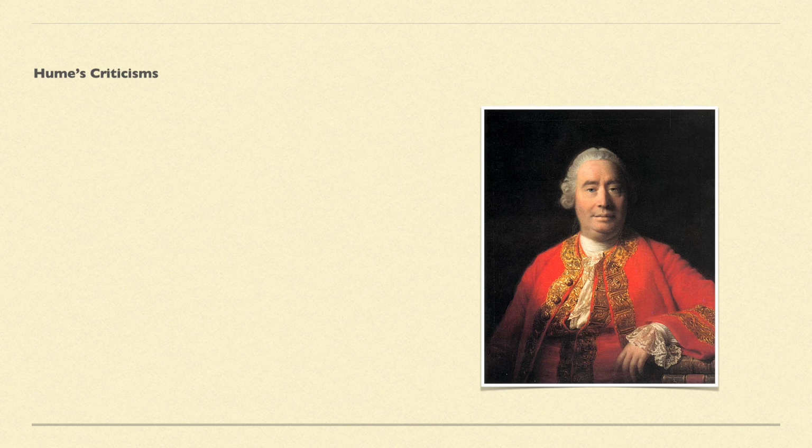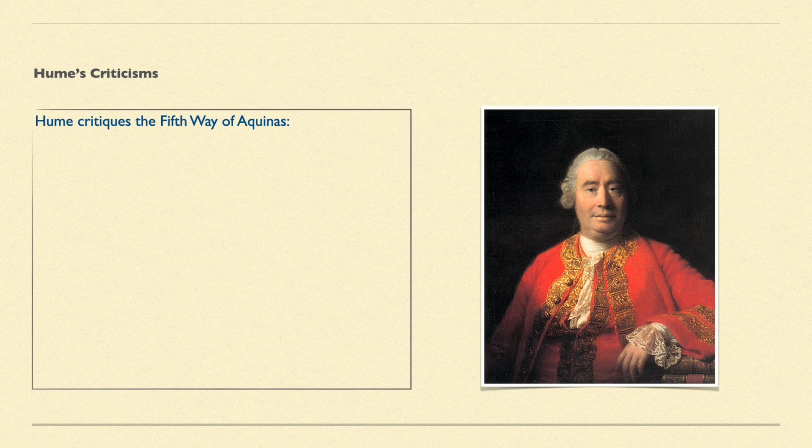Let's turn to the criticisms. David Hume, a Scottish philosopher in the 1700s, argues a number of points. There's about 6 points or so. And he critiques the fifth way of Aquinas specifically.